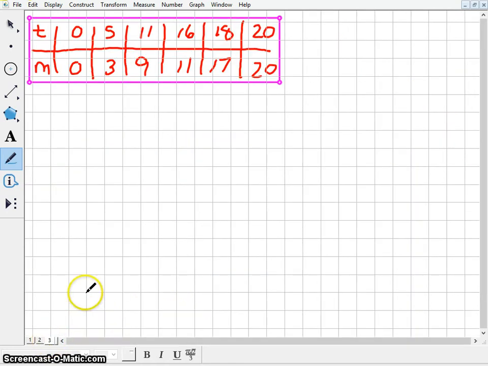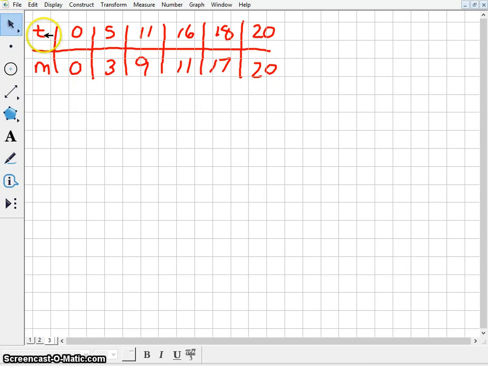So if we go over here, I have a little table set up. T is going to stand for time. M is going to be distance from a starting point measured in meters. So time and meters is what we're looking at on this little table here. So after 11 seconds, we've traveled 9 meters. So that's what's going on here. So we can look at this and we can say, over this 20-second time interval, we've traveled 20 meters.